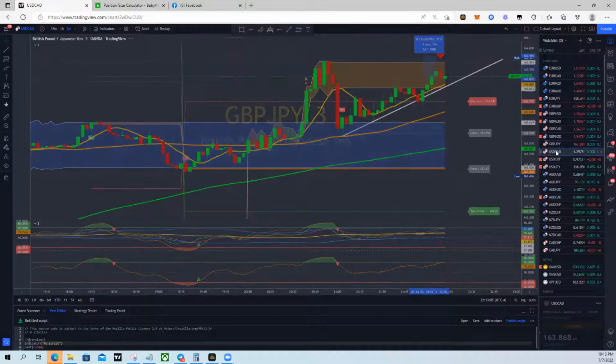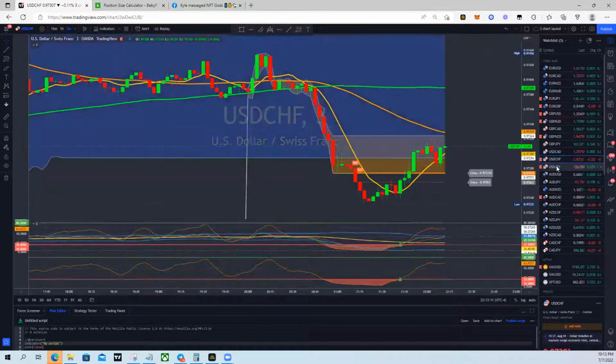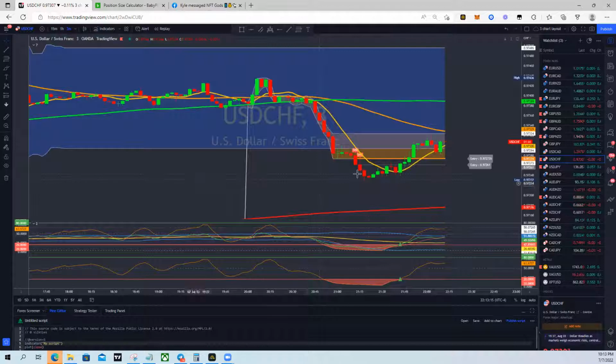Let's keep going. Let's see if we can find a clear one. Here's a good one. I just don't trade pairs, man. I don't like CHF pairs, but this might be a nice sell. Look at GN as well. Oh, which one? GBP NZD.